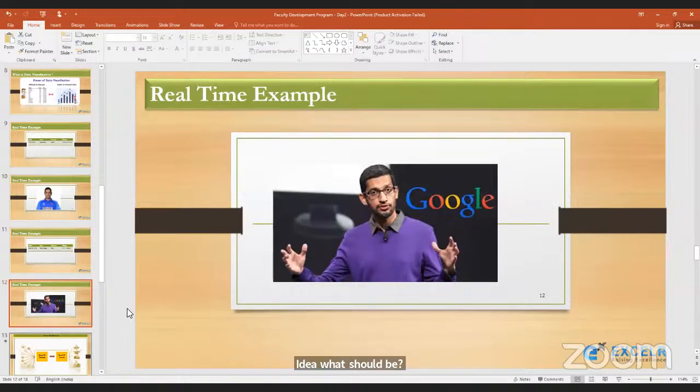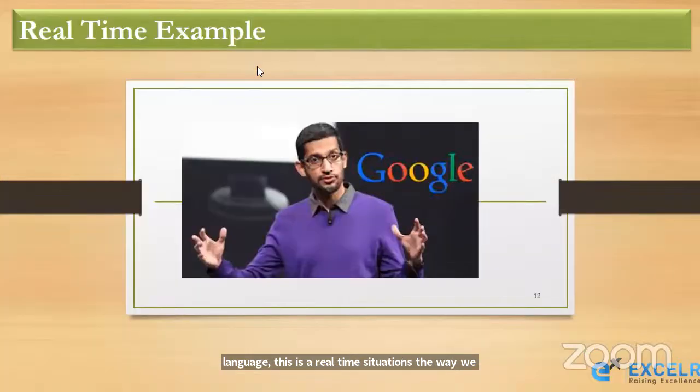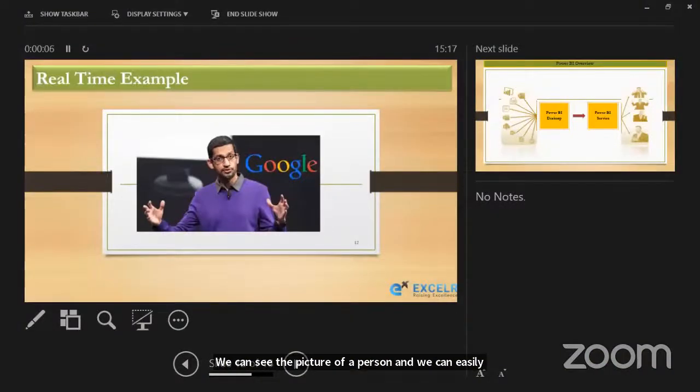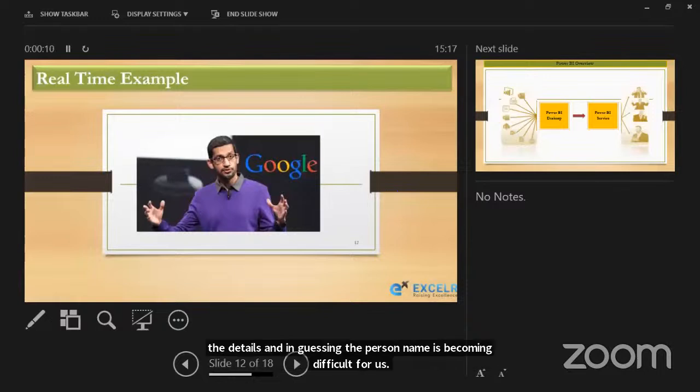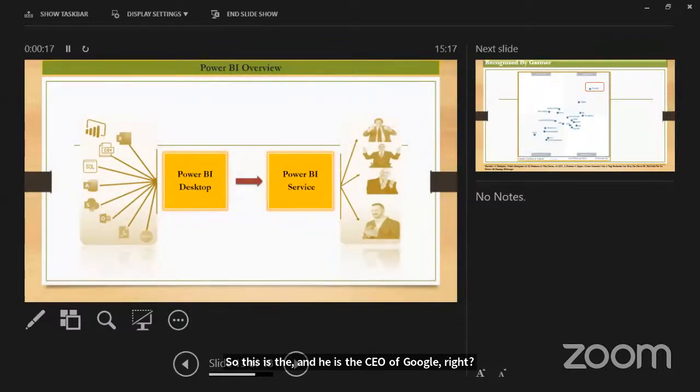In a similar fashion, in layman's language, this is the real-time situation we face in our life. We can see the picture of a person and easily guess the name of the person. But when it comes to the details, guessing the person's name becomes difficult for us. So this is Sundar Pichai, and he is the CEO of Google, right? Let's go and understand now.